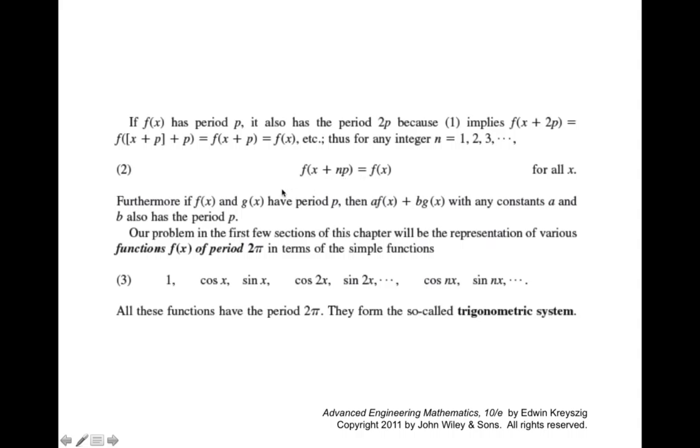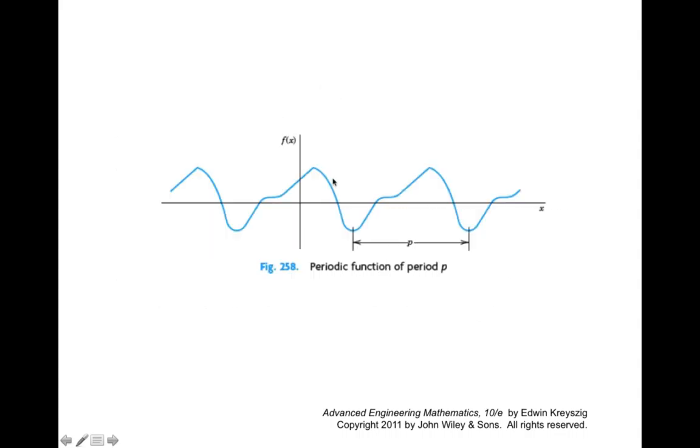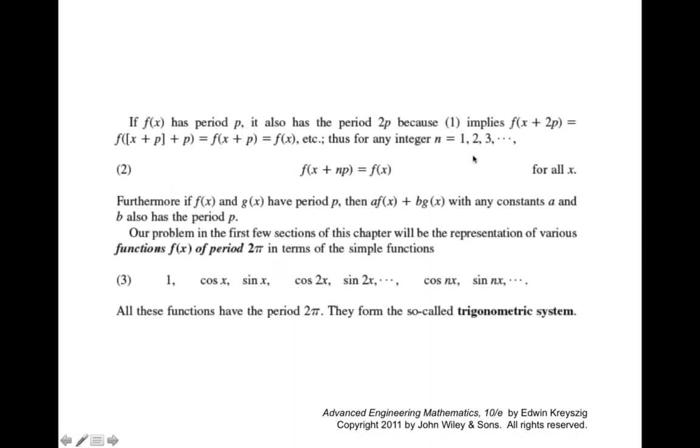So these are referred to as harmonic functions because you have a number of periods contained within a single function, and you can easily see that if we go back to the previous slide. You can see that there is a period p. There's also a period 2p, and on up to np for any integer n.